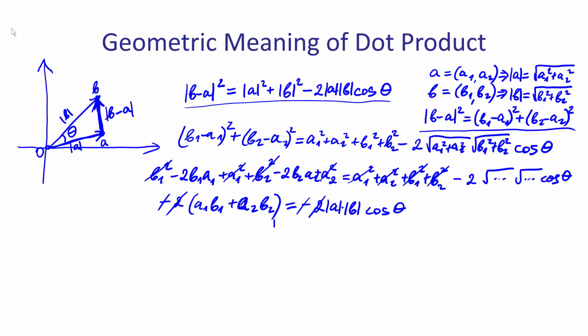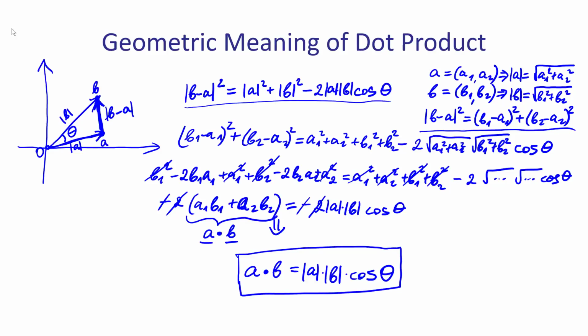And then what we've got is the following. Pay attention to that term. This is actually a dot product of the a and b vectors. So a dot b equals the size of a multiplied by the size of b multiplied by the cosine of the angle between them. This is essentially what dot product means. It's just the multiplication of the sizes of the vectors, their lengths, by the cosine between them.